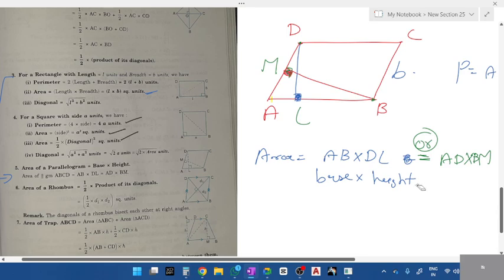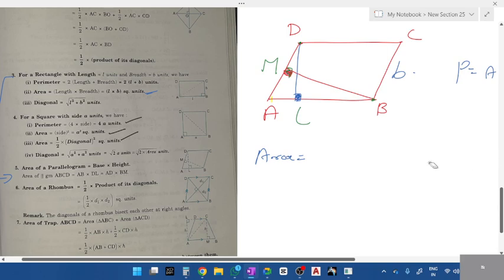AD is the base and height. Okay. Once again, parallelogram, draw two straight lines. Tell me the first straight line. Which is the first straight line we have? DL. What is DL? We call it height. So where is DL touching, students? AB. What do you call AB then? We call it base. So what's the formula? AB into DL.